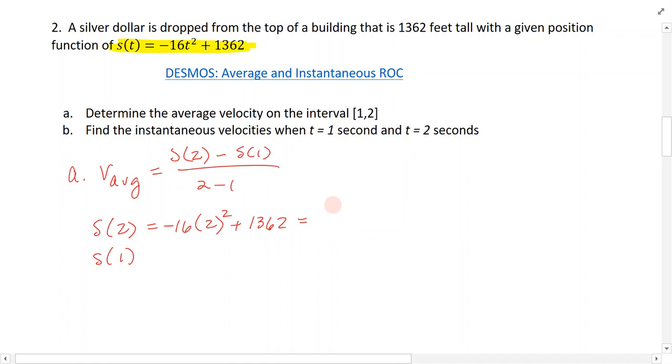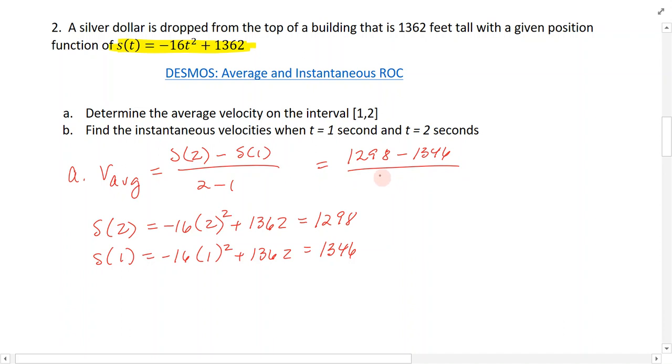1298. And then -16 times 1 squared plus 1362 is going to be 1346. So we can plug this in to be 1298 minus 1346 all over 2 minus 1, which is 1. Or in other words, we have an average velocity of -48 feet per second.